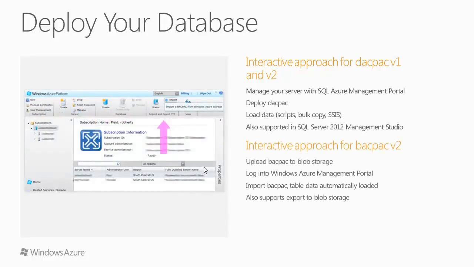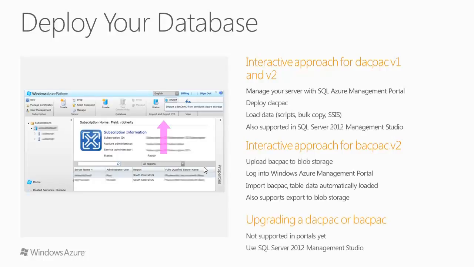But there's a better interactive approach, what we just talked about on the last slide, which is the ability to upload your BACPAC to or from blob storage. So you can log into the Windows Azure Management Portal and import a BACPAC, which creates your database from there, and also export an existing database from SQL Azure to your blob storage. So there are great ways and some flexibility in how you want to import and export using the DAC packs right from within the SQL Azure Management Portal.